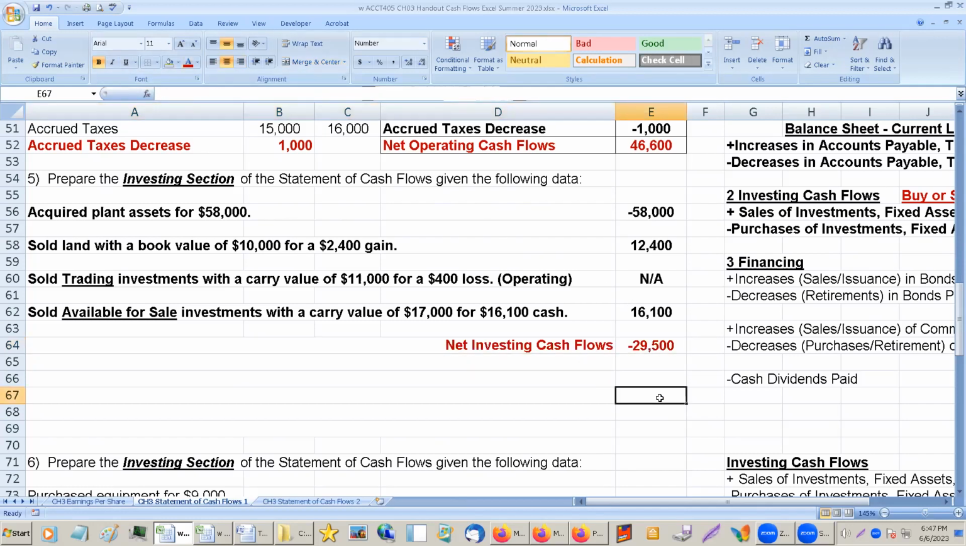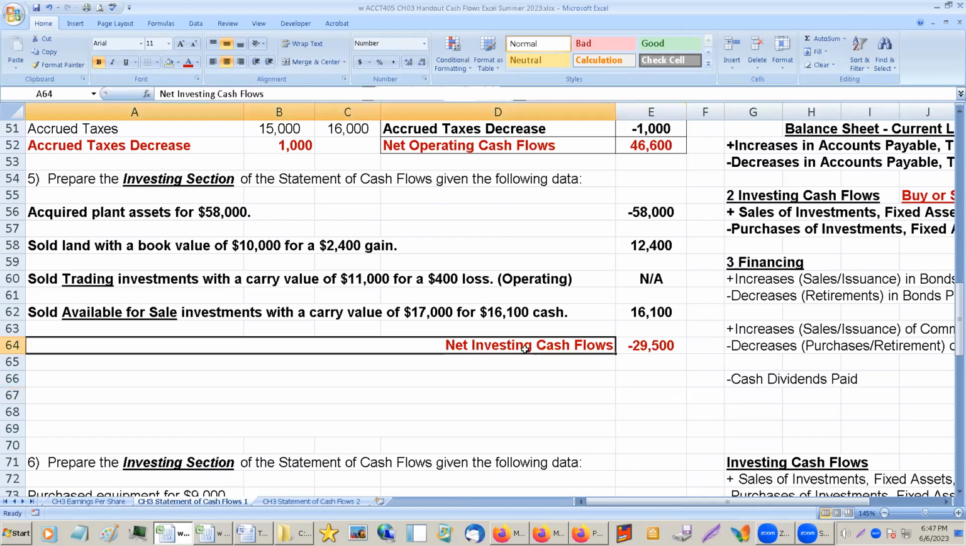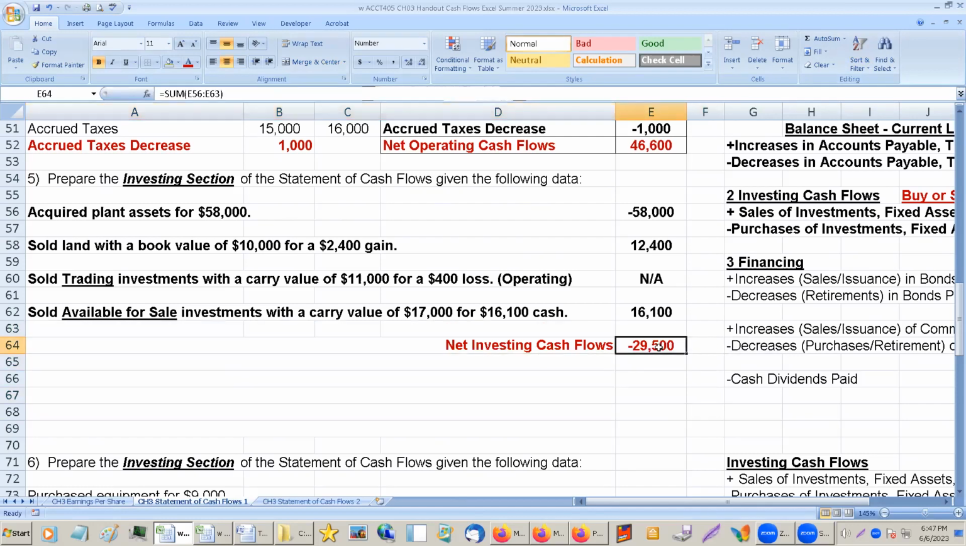Now here's kind of the wacky thing. Normally you think of cash flow, you say, oh, well, negative is bad, right? Negative cash flow is bad because it's money going out. For the investing section, here's the wacky thing: you want it to be negative.